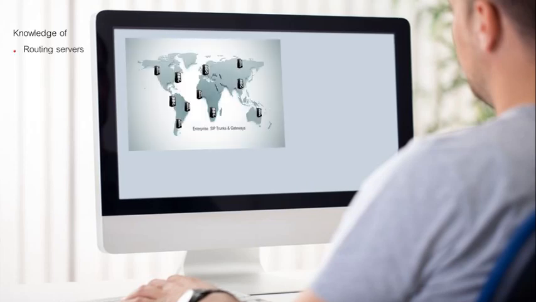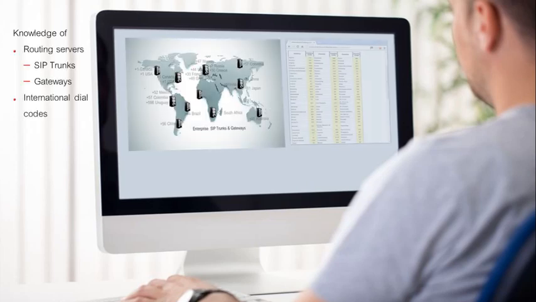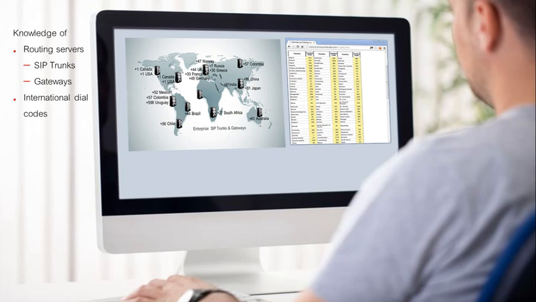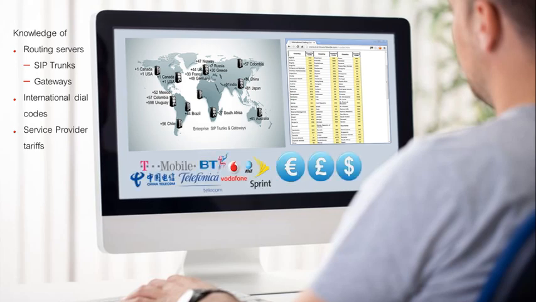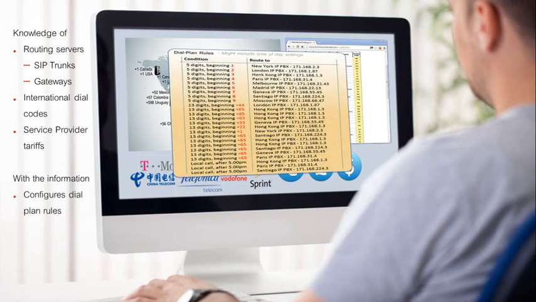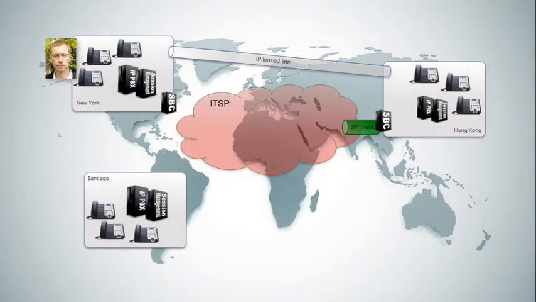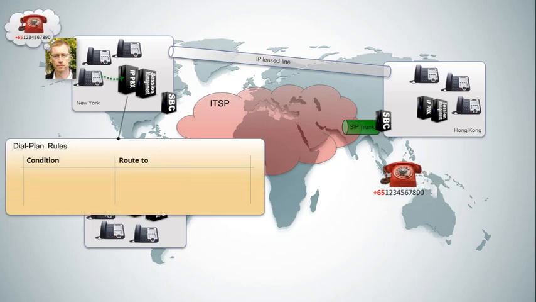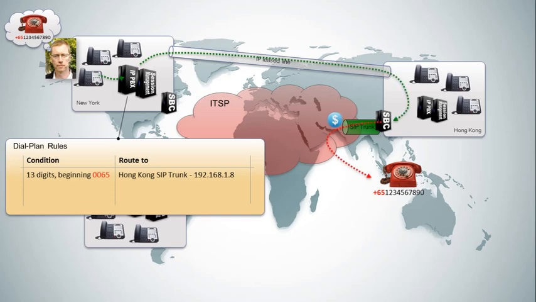Whoever configures the rules needs knowledge of the network's routing servers, the SIP trunks and the gateways, the international dialing codes for commonly dialed surrounding countries, and of the tariffs of each of the service providers. Then, with that information, he manually configures dial plan rules to direct calls over the cheapest routes. So, to route a call with the least cost from Dave to a regular phone in Singapore, there'd need to be a rule that says something like, route any number beginning with 0065 to the Hong Kong SIP trunk. The call then incurs charges only between Hong Kong and Singapore rather than New York and Singapore.